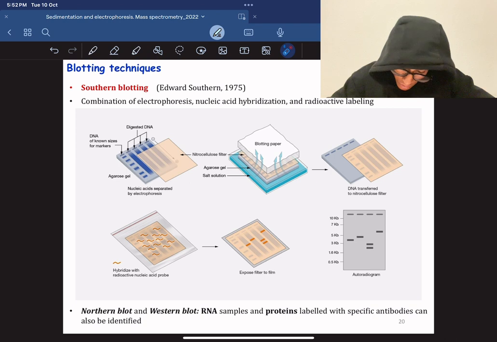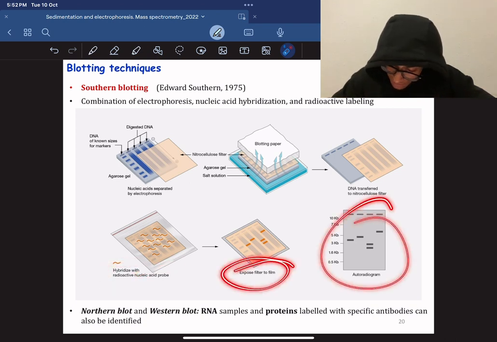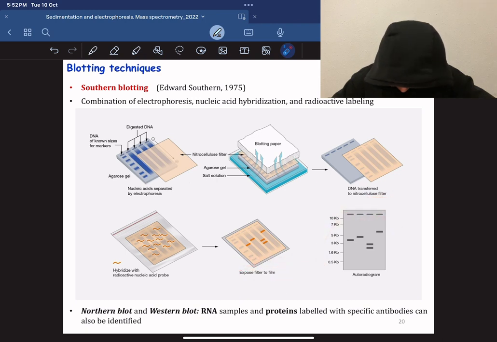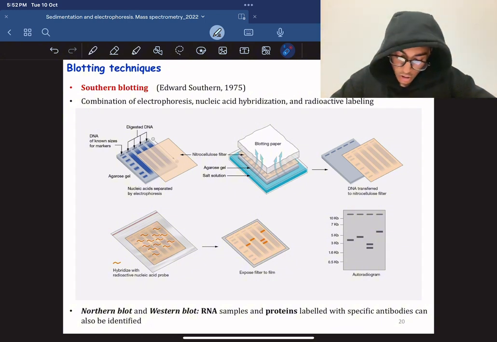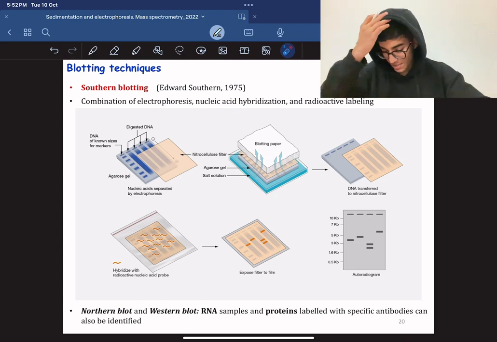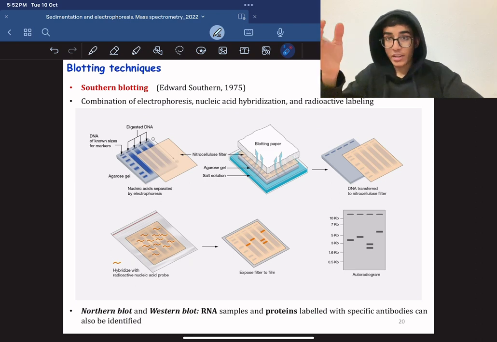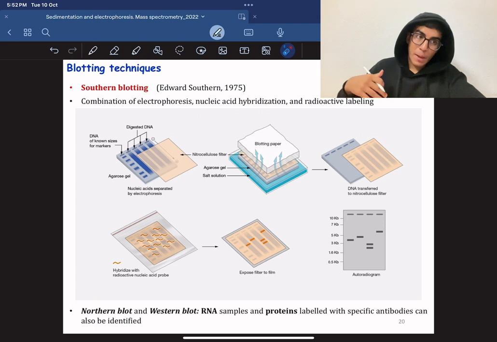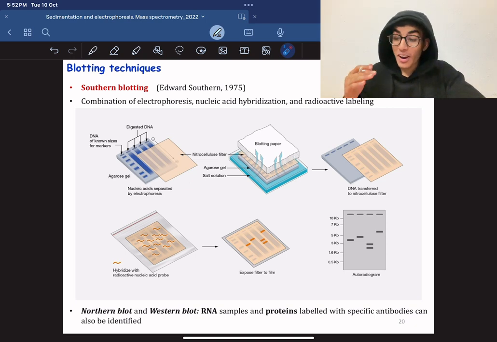Now, what we do is hybridize with a radioactive nucleic acid probe. So you basically hybridize with a radioactive nucleic acid probe. What this is basically, radioactive nucleic acids. So they basically, waffling. It's straight up waffling.